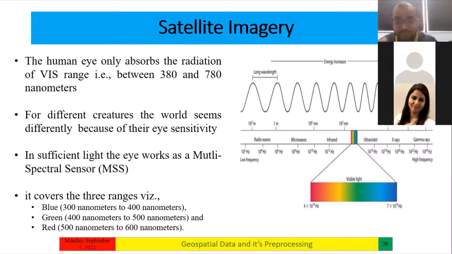But if 0.3 to 0.6 is divided into three subspectrums, and there are three sensors in the same satellite, where 0.3 to 0.4 is captured by sensor 1, 0.4 to 0.5 by sensor 2, and 0.5 to 0.6 by sensor 3, then it will be multispectral, because a single range is divided into three different subspectrums, and each subspectrum is now handled by a different sensor. That will be multispectral.